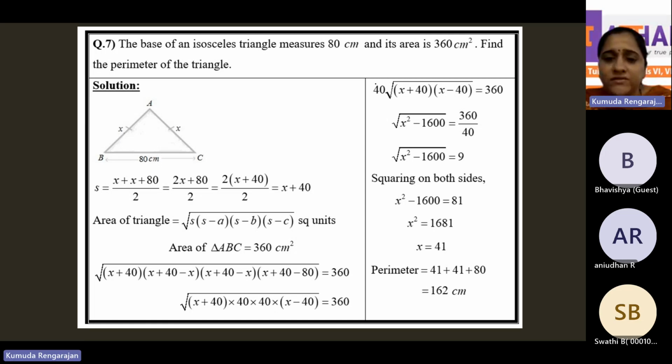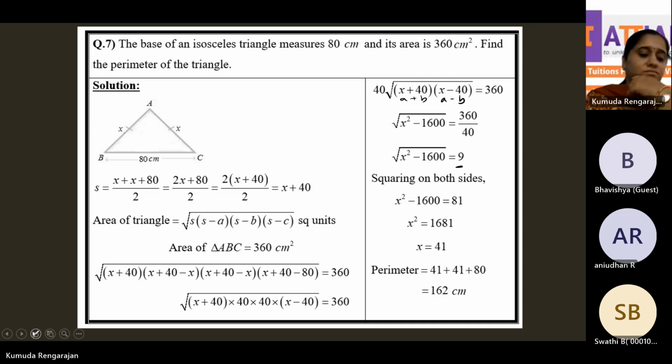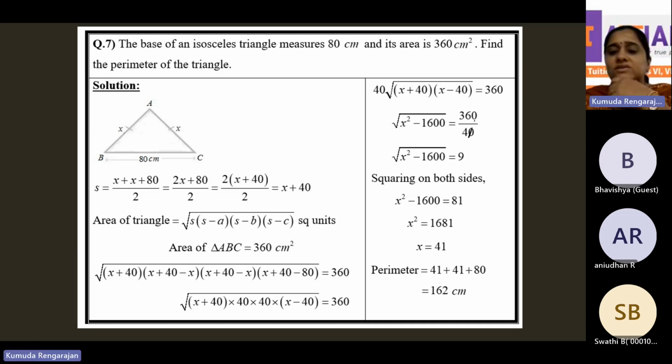All right. Now this 40 will come down for division to the other side. So 360 divided by 40 will come for division to the other side. Now this one is like a plus b into a minus b, x plus 40 into x minus 40. a plus b into a minus b is a square minus b square. a square is x square, minus b square, 40 square, which is 1600, equal to 360 by 40, which is 9. The 0 and 0 get cancelled. 4 nines are 36.